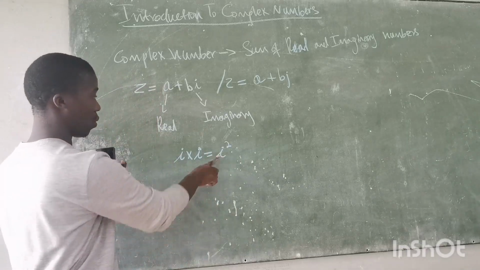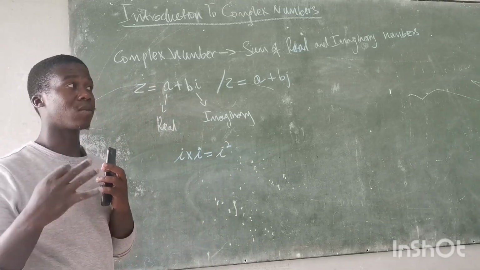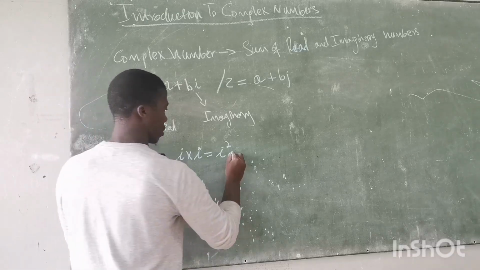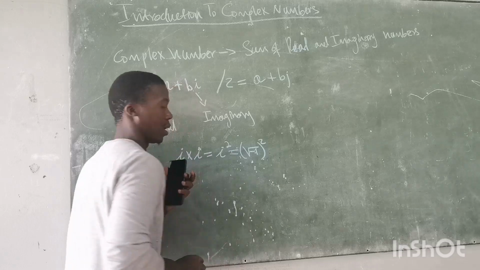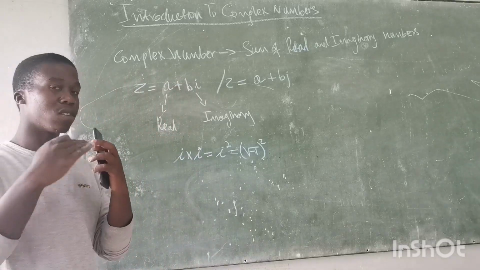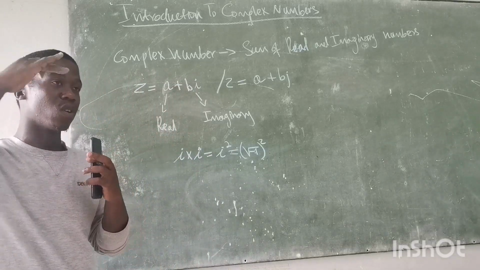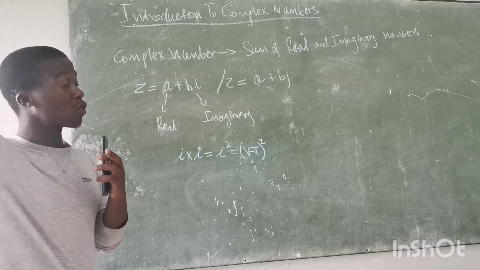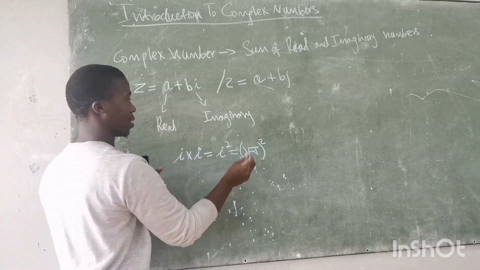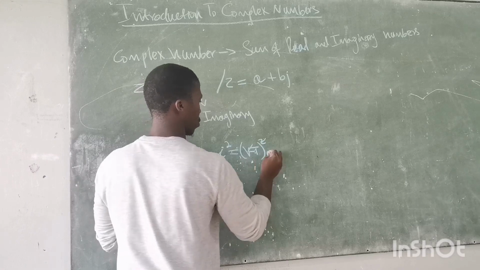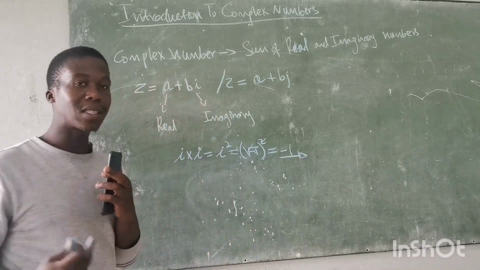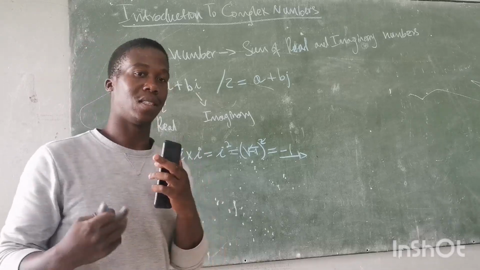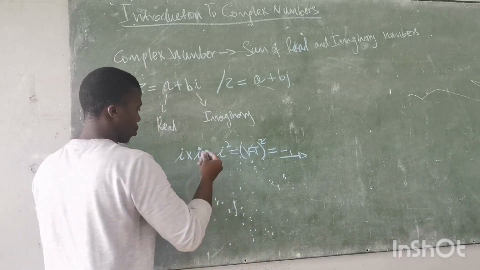But we know i is represented by the square root of negative 1, right? That means we have the root of a negative 1, all squared. And we know any number in a square root, if we square it, the square and the square root cancel. So the index 2 will cancel this square root, right? So you're going to end up having negative 1. So i times i basically is negative 1, right?